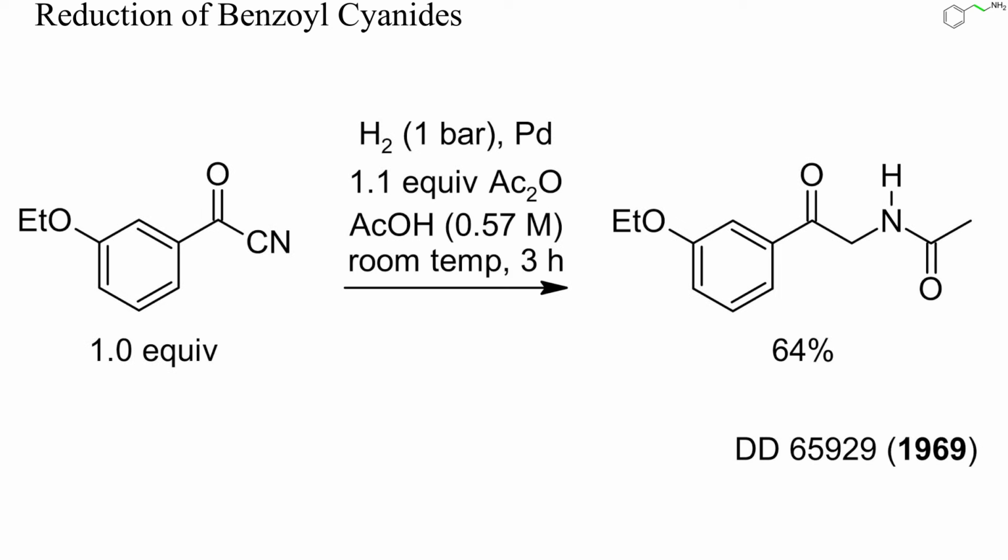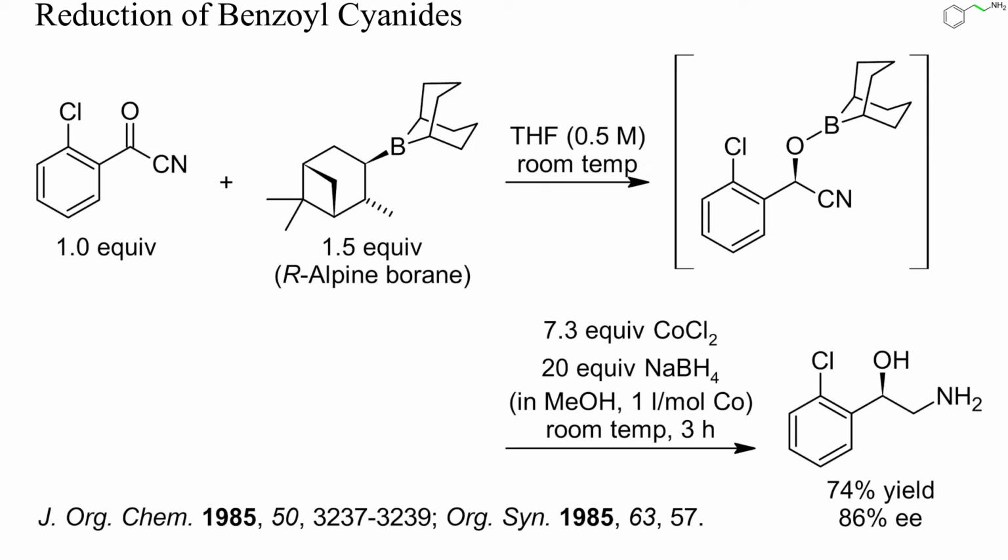Catalytic hydrogenation is difficult because cyanide can poison the catalyst. Further, hydrogenations often yield amino alcohols or pyrazines. Here, a fair yield of acetylated aminoketone was obtained by catalytic hydrogenation in a mixture of acetic acid and acetic anhydride. The enantioselective reduction of benzoyl cyanides with alpine borane has also been reported. This strategy yielded amino alcohols in moderate enantiomeric excess.